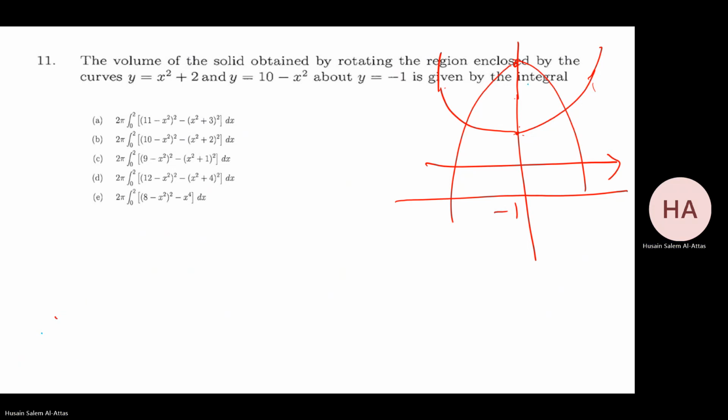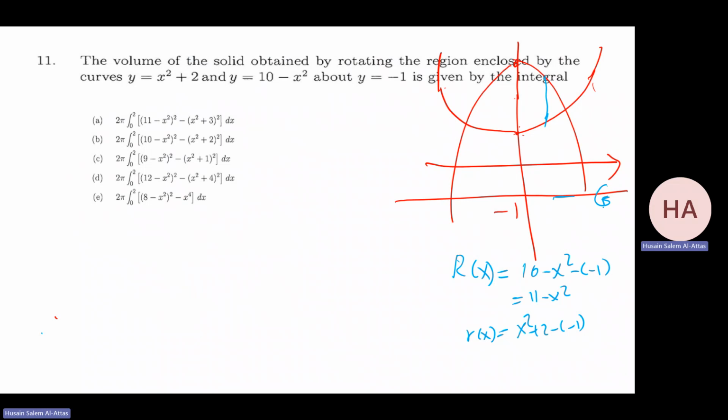So I have it in terms of x. Okay. So what is R of x? R of x will be the upper one, which is 10 minus x squared minus 1. That gives me 11 minus x squared. Small r will be the lower one, which is x squared plus 2 minus 1. This is my axis of revolution. So that gives me x squared plus 3. Okay, yeah, that will give me a hint. This is my solution, but it's okay. Let me do the calculation.